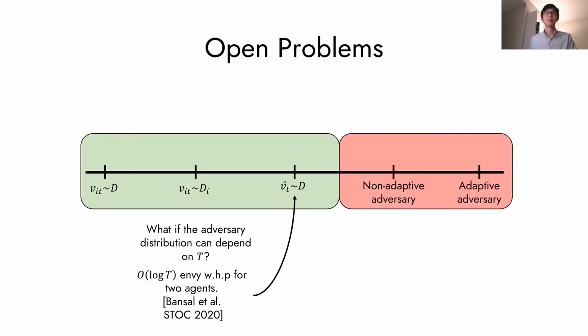One limitation of our work is that for distributional adversaries, we assume the distribution is fixed and then do the analysis taking t to infinity. Suppose instead that the adversary distribution can depend on t. Then the problem becomes much more challenging. Recently, Bansal et al. show an O(log t) upper bound for envy for two agents. And one possible open problem is whether we can get a similar result for fairness that also has a strong efficiency guarantee, such as Pareto efficiency.